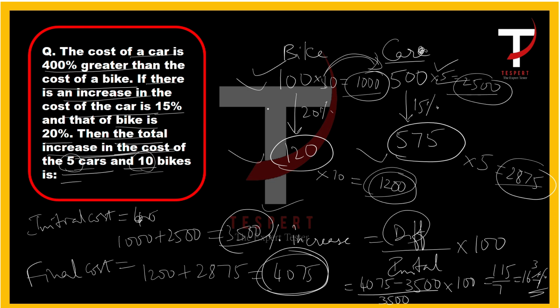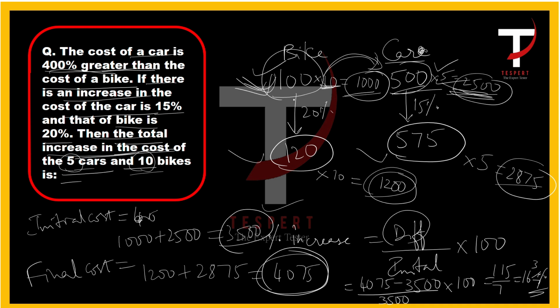See, I will just explain you once again. This is the initial price of the bike. Okay, so if 100 is the initial price of the bike, then the price of the car is 400% greater than the bike. So 400% greater means it becomes 500, right? It becomes 500. Then if one bike is 100, then 10 bikes are 1000. If one car is 500, then the total price of 5 cars is 2500.